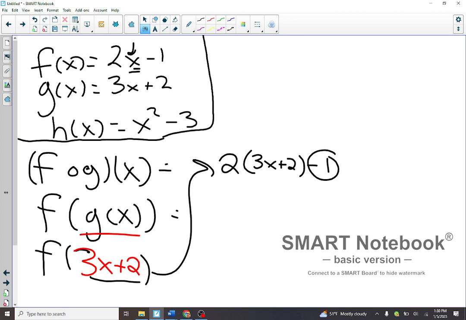So we just forget about the x and just put the rest of it? That's the answer. The x becomes the rest of it, yes. Then you do a little bit of math to simplify it. Oh, this makes sense. 6x plus 4 minus 1 is 6x plus 3, and then you're done. Same thing.